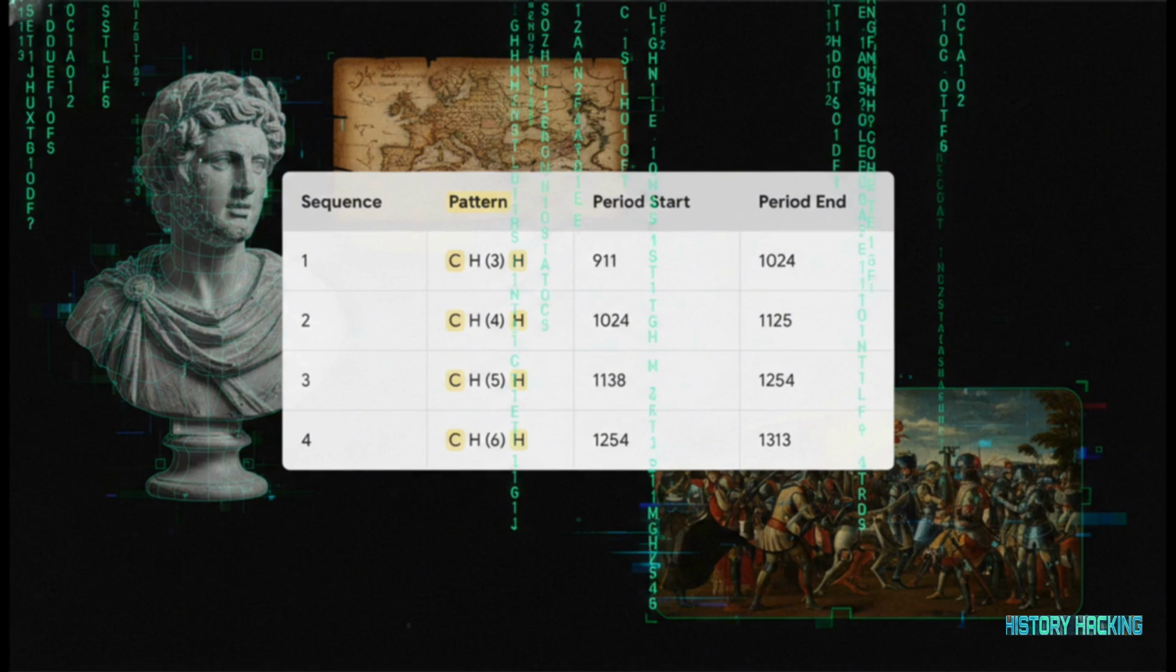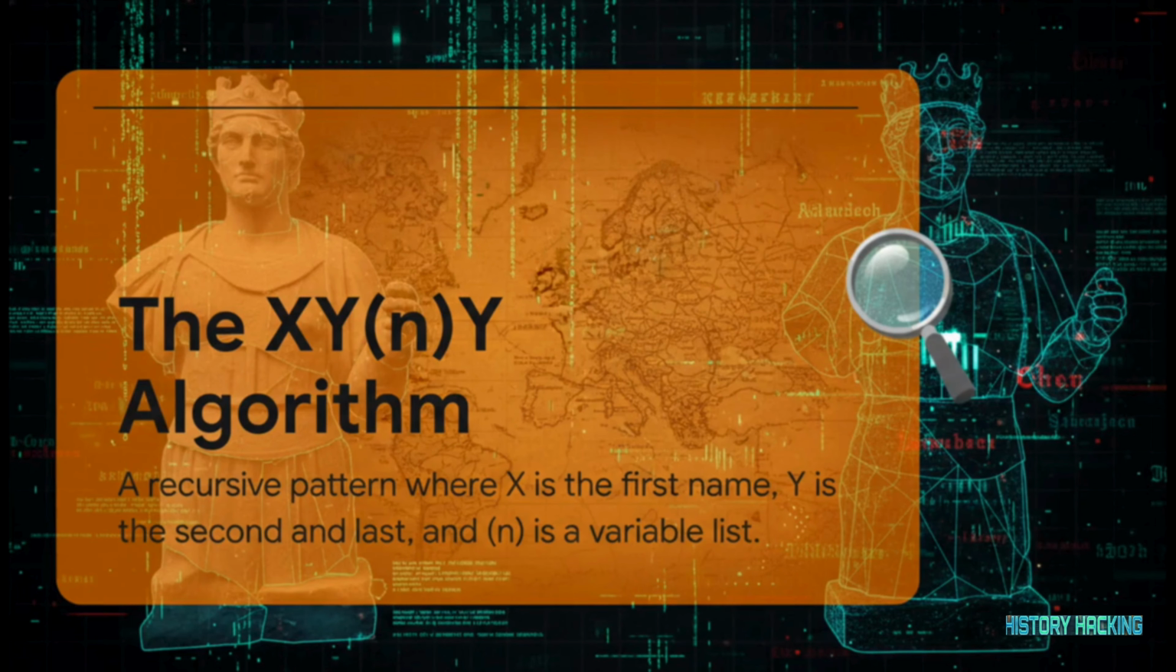This isn't history, it's an algorithm. We can actually write this out, define the pattern. Let's call it the core algorithm, X, Y, N, Y. It's pretty simple, really. X is the first king in the sequence. In our case, that's Conrad. Y is the second king, but he's also the last king of that same sequence. That's Henry. And the N? That's just the variable, the number of other kings squished in the middle.